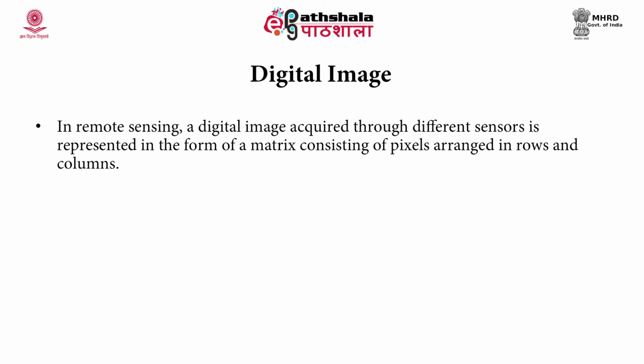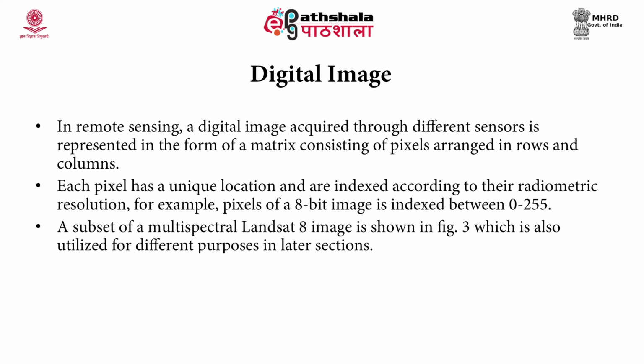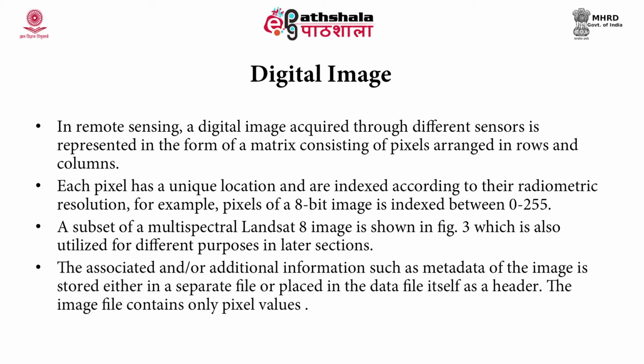Now, coming to the digital image in remote sensing, a digital image acquired through different sensors is represented in the form of a matrix consisting of pixels arranged in rows and columns. Each pixel has a unique location and is indexed according to its radiometric resolution. For example, pixels of an 8-bit image are indexed between 0 to 255. A subset of a multispectral Landsat image is shown in the coming figure, which is also utilized for different purposes in later sections. The associated and additional information such as metadata of the image is stored either in a separate file or placed in the data file itself as a header. The image file contains only pixel values.